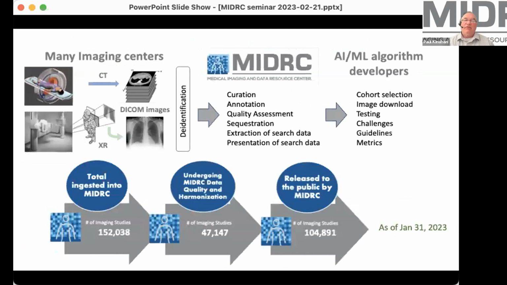So the way MIDRC has evolved is, this is another high-level diagram. From many imaging centers, we're collecting CT and X-ray images, radiographs, either CR or DR. And in addition, now specifically targeting MR as well, which I won't talk more about here. And as of the end of last month, we now have almost 105,000 exams that have been released that are available to the public for free.